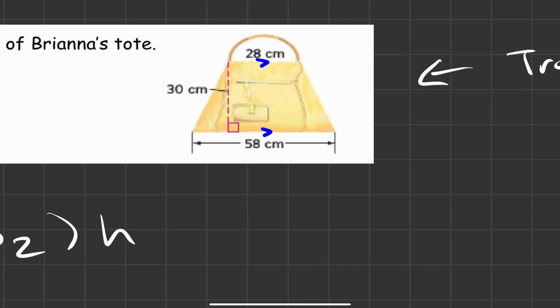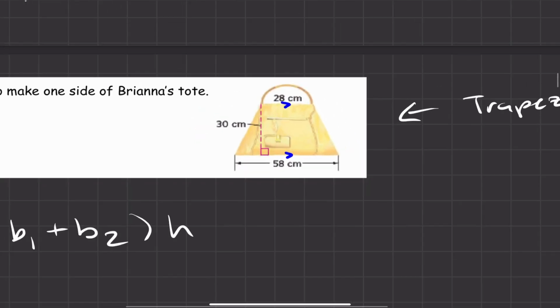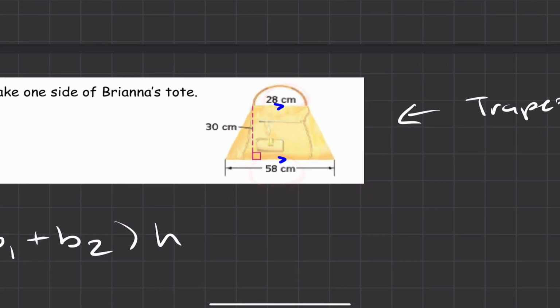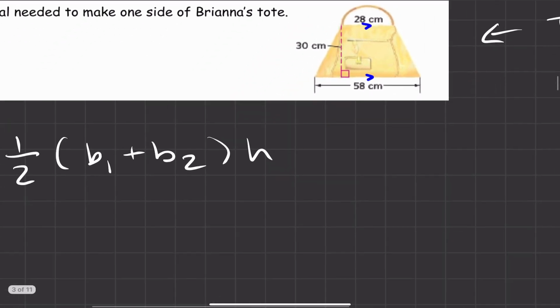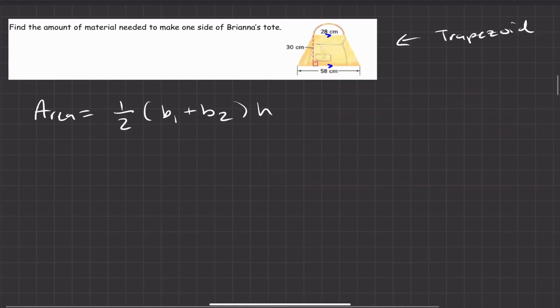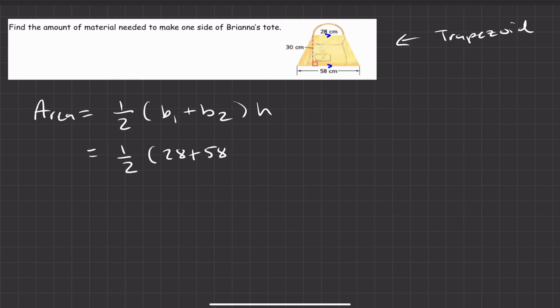Since this side is parallel to this side, then those two sides there are our bases. So we can call this base 1, base 2, and what is the height? Well, the height is always perpendicular to the two bases. So let's plug them in. That's equal to 1/2 of 28 plus 58 times the height, which is 30.